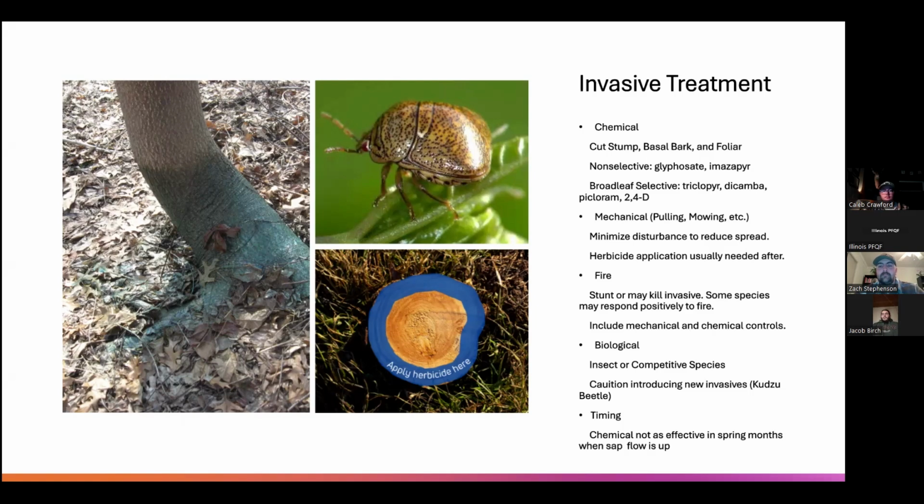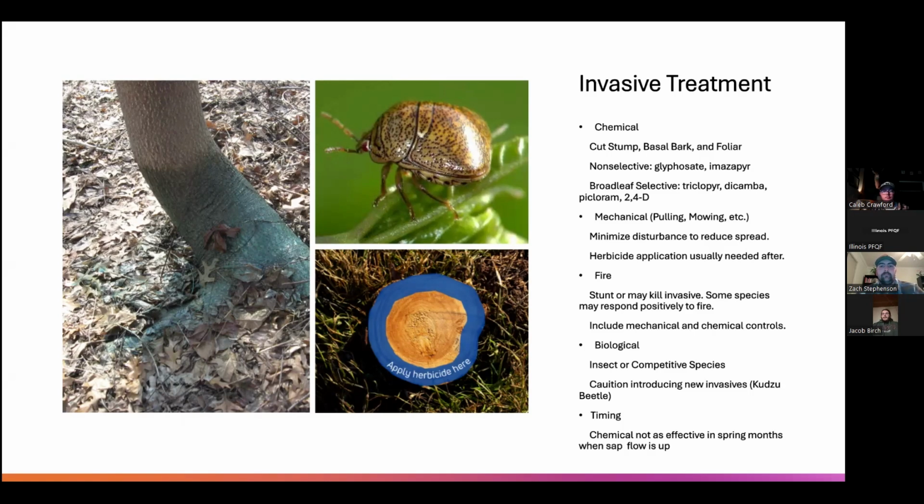Another treatment is fire, a very important one. This one can kill plants. Most often, it will stunt their growth. Some species can respond positively to fire, so it's important to know what you have on your land before you decide to burn. And like I said before, it may stunt the plant, so it's a good idea to include mechanical or chemical controls in combination with burning.